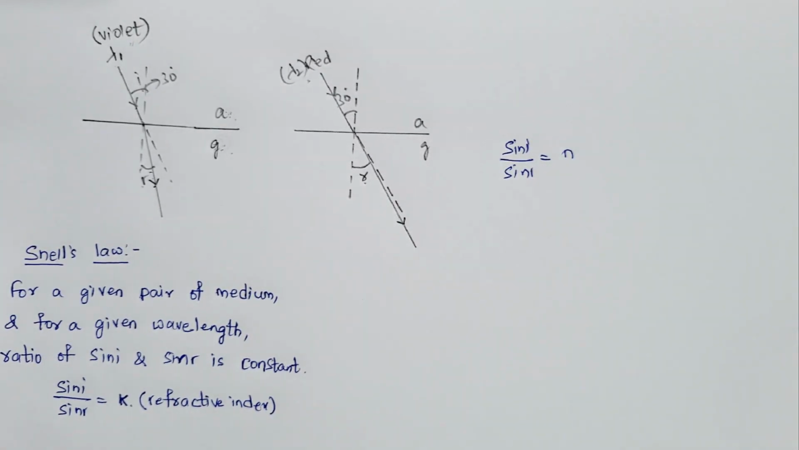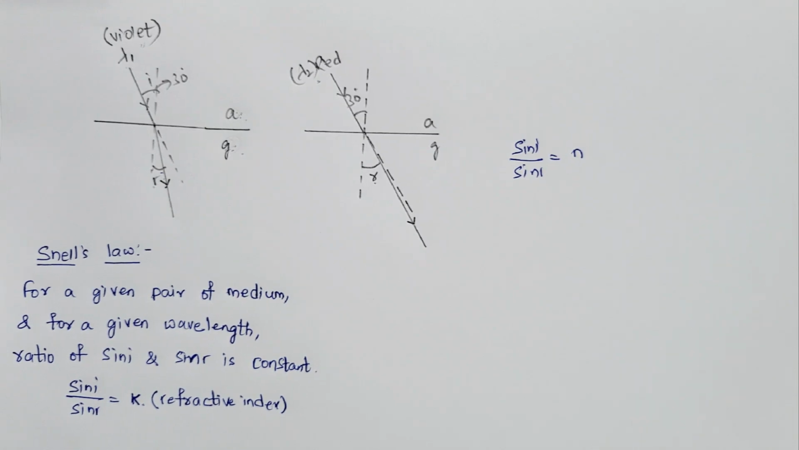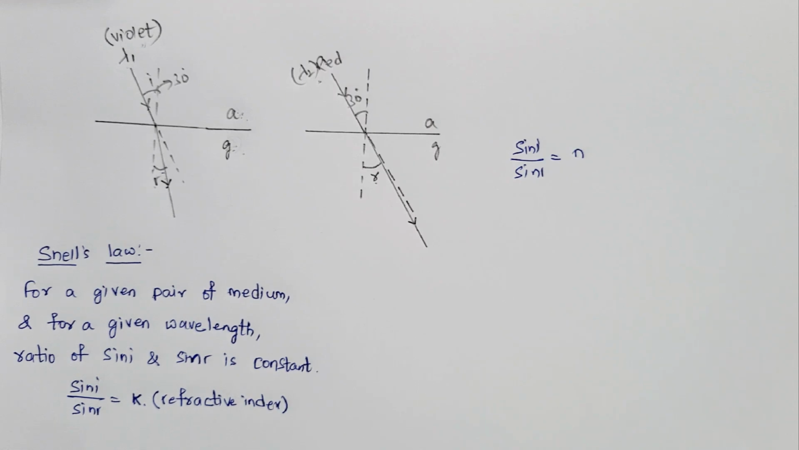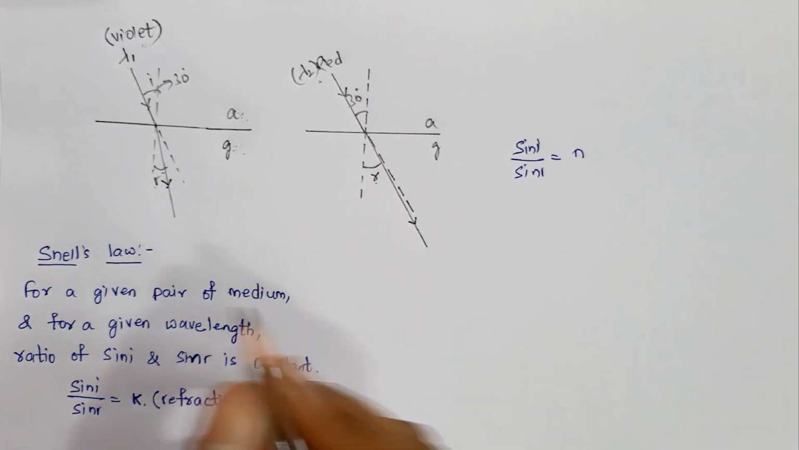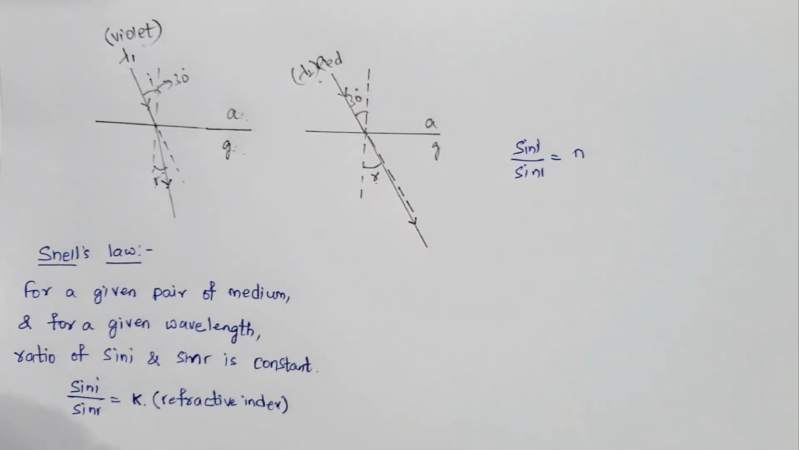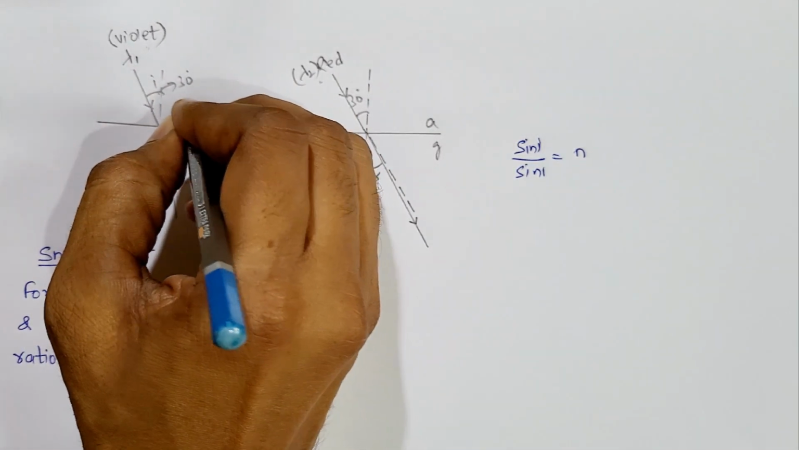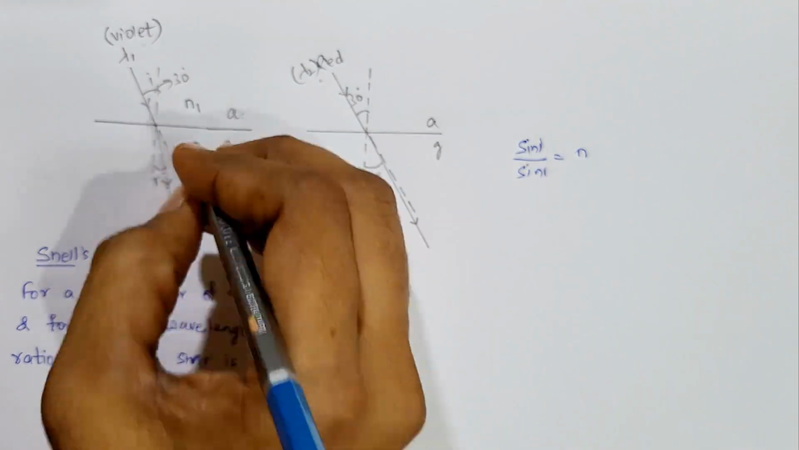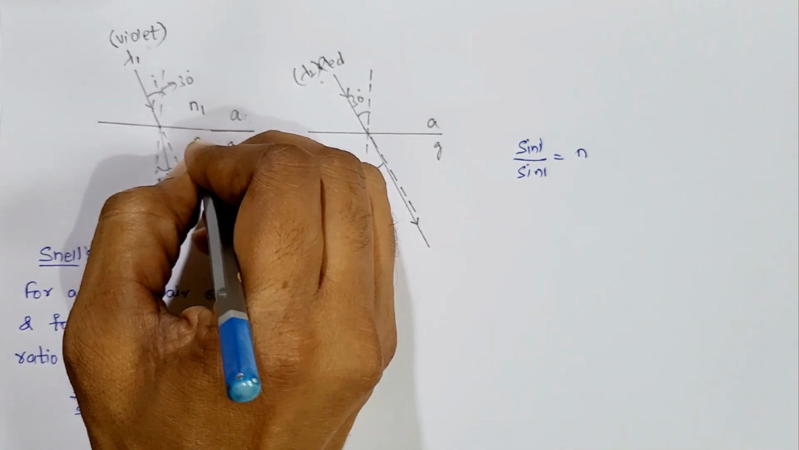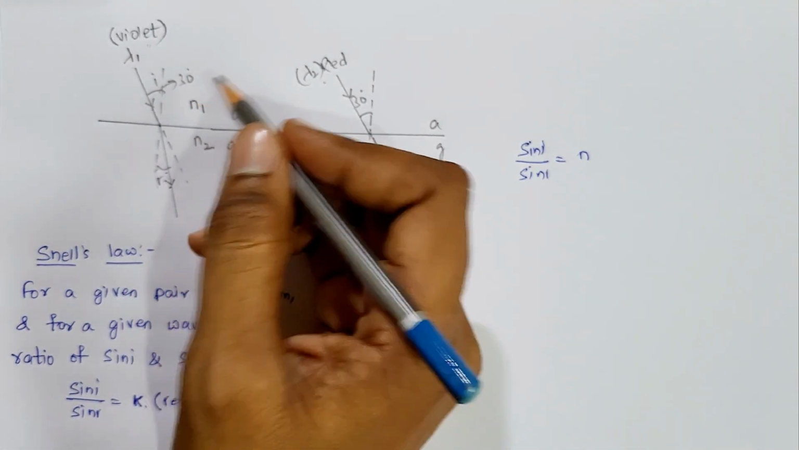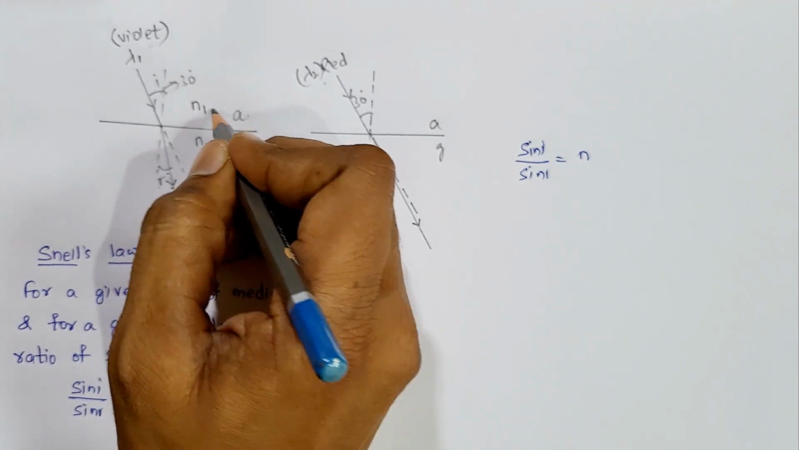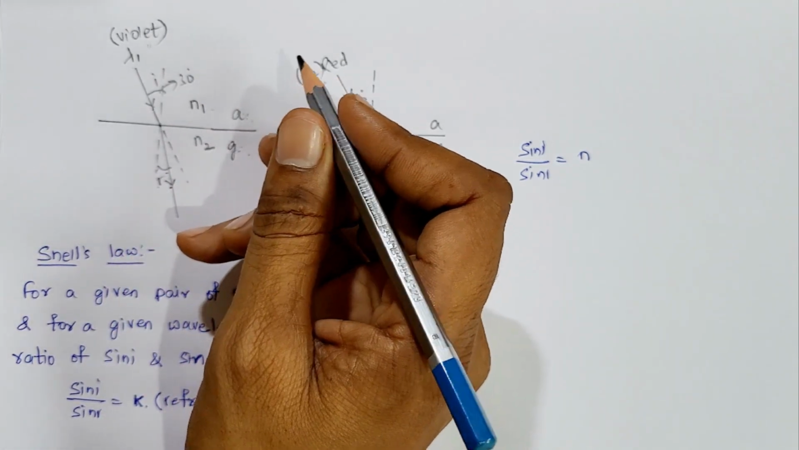This refractive index, how to remember? Is it 1 with respect to 2 or 2 with respect to 1? How to remember this one? Again this confusion will come in students' minds. I'll give one more shortcut to remember this formula. Imagine the refractive index of the first medium is n1, refractive index of the second medium is n2. Or else you take this one as n1, this one as n2, there is no problem at all.